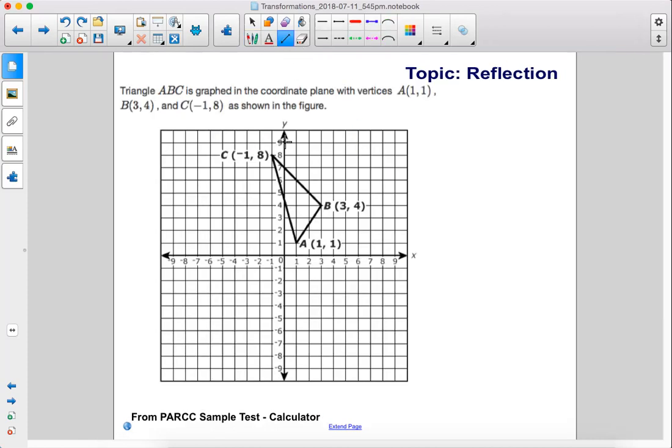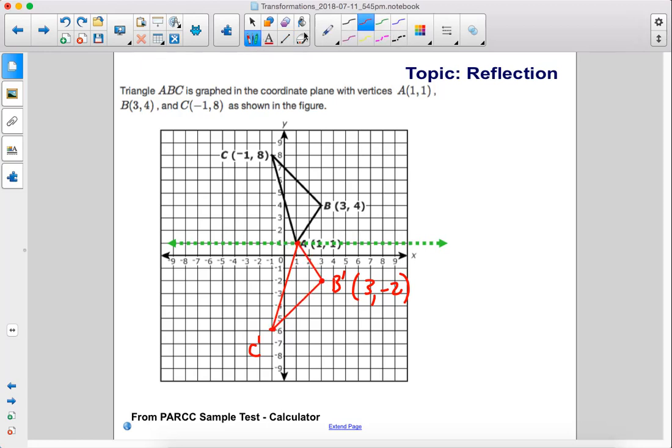Alright, so let's reflect this across the line y = 1, which is there. This point is going to reflect onto itself since it's on the line of reflection. This point is 3 units above the line of reflection, so if we count 1, 2, 3 units below, that's our new point B', which is at (3, -2). And then this point is 7 units above, so if we count 7 units below, 1, 2, 3, 4, 5, 6, 7, that's our new C' down here. So let's connect those dots for our new triangle. All right, there we go.